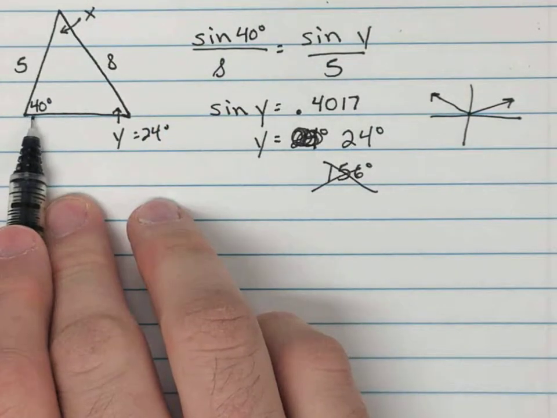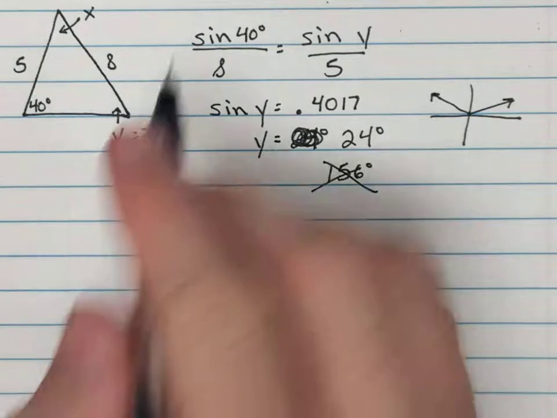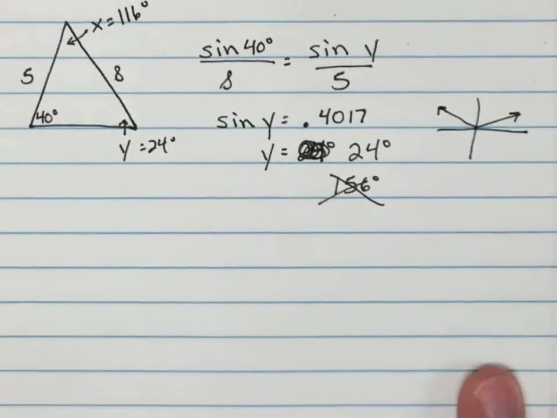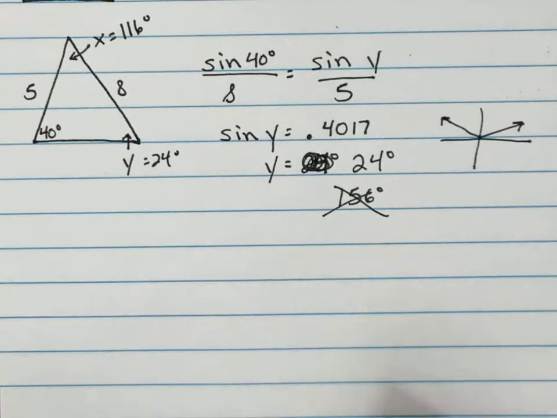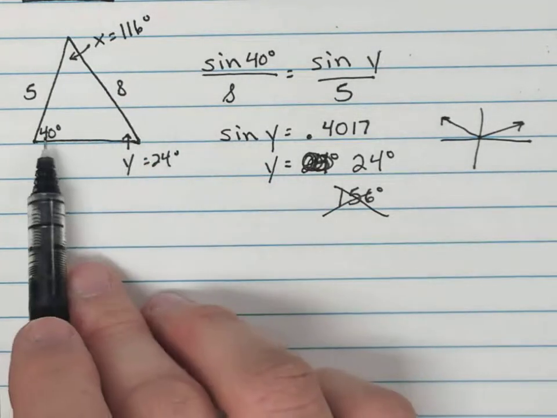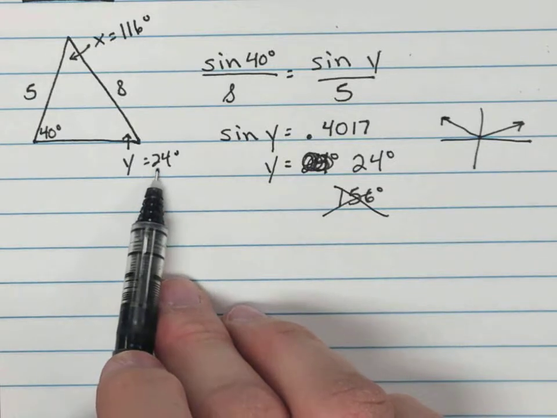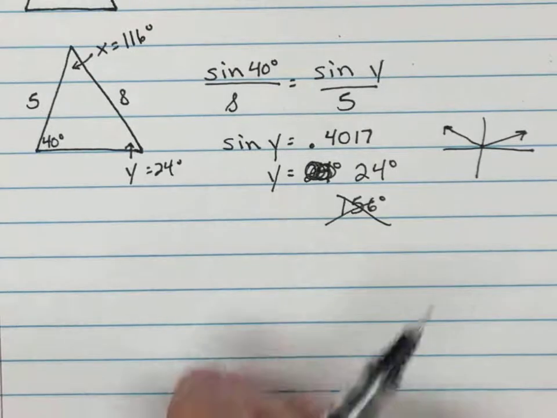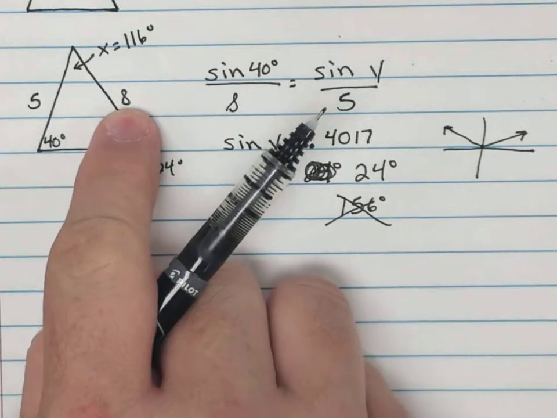This angle was 40. 40 and 24 gives you 64, which means that this angle would be 116 degrees. Does everybody follow how I got that? The three angles have to add up to 180. So 40 and 24, 64. Subtract that from 180, leaves you with 116. And the whole purpose of that was now we can find the area.